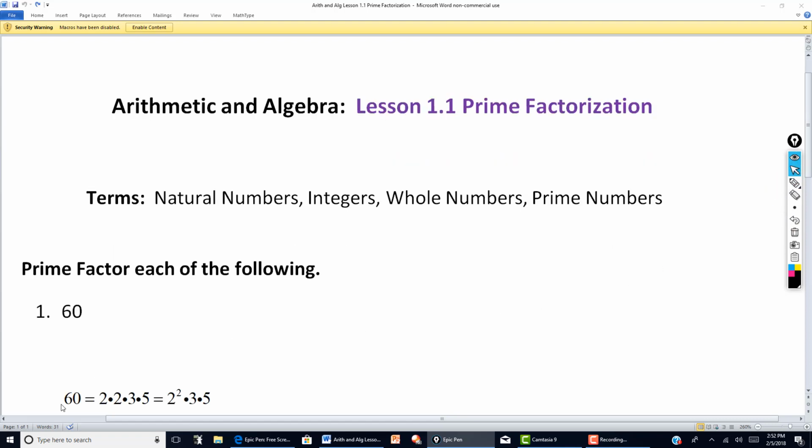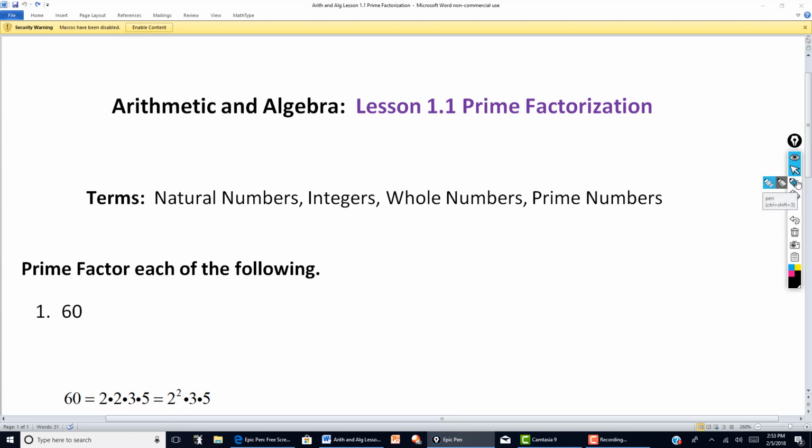And then I can express 60 then. The prime factorization of 60 would be 2 times 2 times 3 times 5. Now I'm going to introduce a little bit of algebra here, and you don't have to do that at this point, but I'll go ahead and express 2 times 2 as 2 squared.